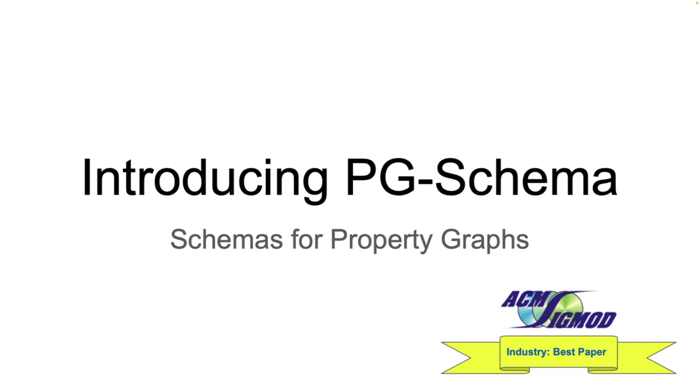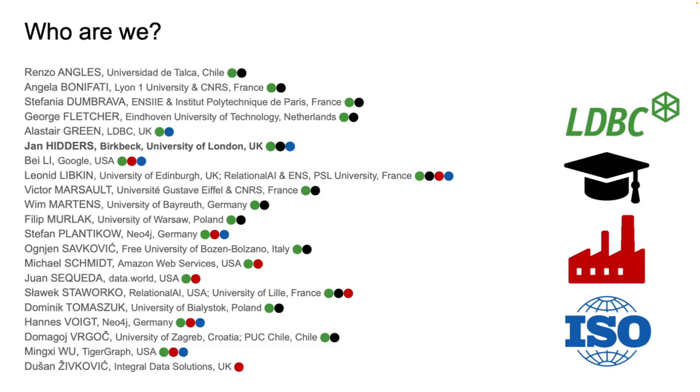So hello everybody, my name is John Hidders, Birkbeck College, University of London, and I'll be talking about the PG-Schema paper that was already mentioned by Alistair, and as most of you are probably aware, won the Industry Best Paper Award, of which we're really proud, so it bears repeating. And I'll give a quick overview to give you some flavor of what went on in that paper and what we think are the main insights that we offered in that paper.